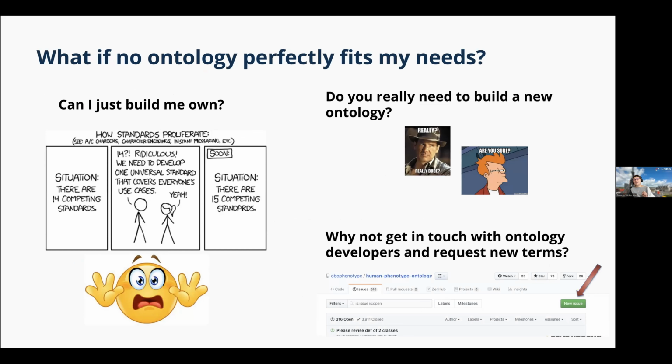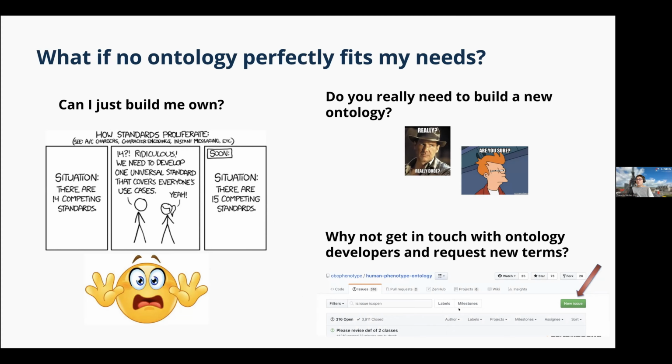So there's the question that I always try to tell people: don't just go and build an ontology. On the one hand, if you want to build ontologies, please do. Don't build an ontology because you couldn't find the one term that you needed. Ontologies are not carved in stone and just sit there never to be touched again. They're supposed to be dynamic and well maintained.